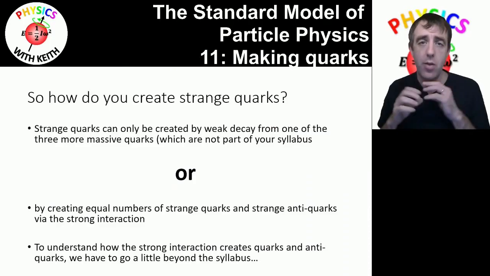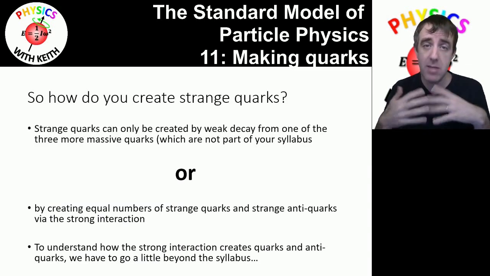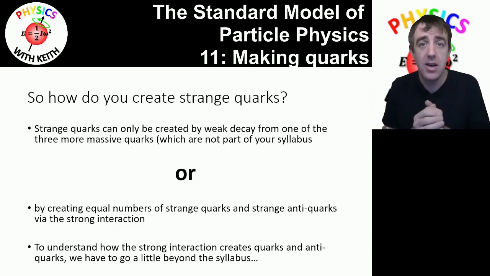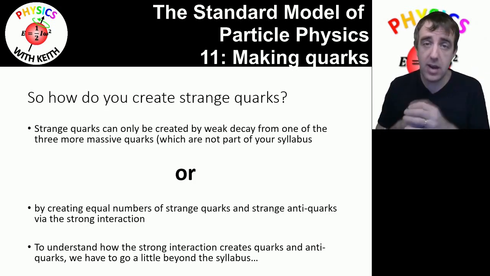In the last video, we looked at how the conservation rules can be used to tell you which interactions are possible and which interactions are not. In this video, we're going to look at how you can create quarks and antiquarks. There is a process called pair production, where matter and antimatter can be made in equal measure. Quarks can be created as long as there's an equal number of quarks and antiquarks of the same type.